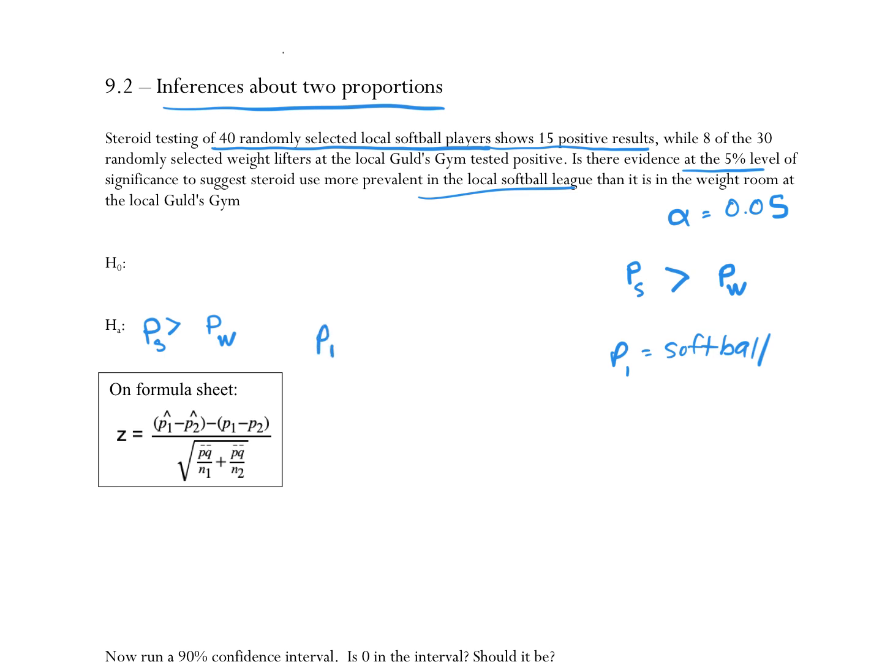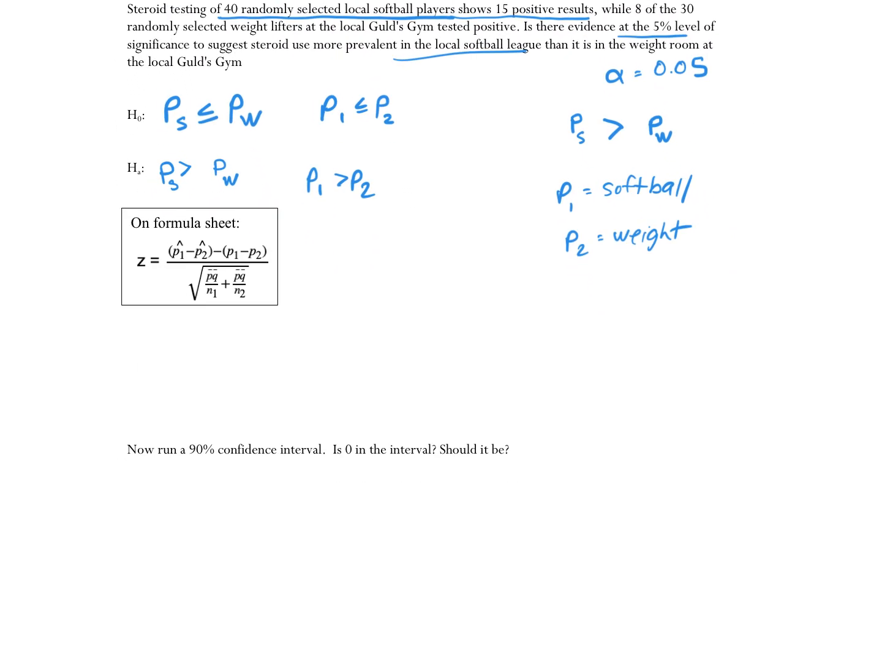So this could have also said P1 is greater than P2. I'm fine with either, okay? All right, if my alternative hypothesis is strictly less than, my null hypothesis is going to be the opposite of that, which is less than or equal to. Everybody good so far? All right.